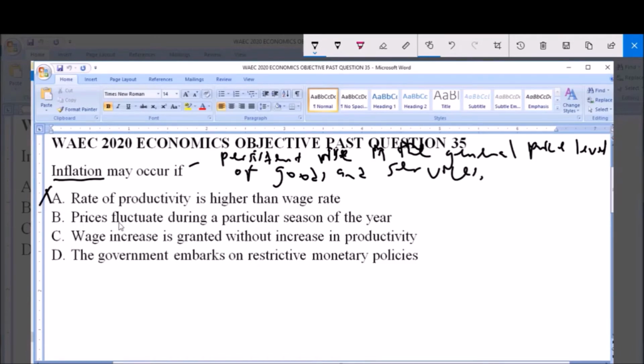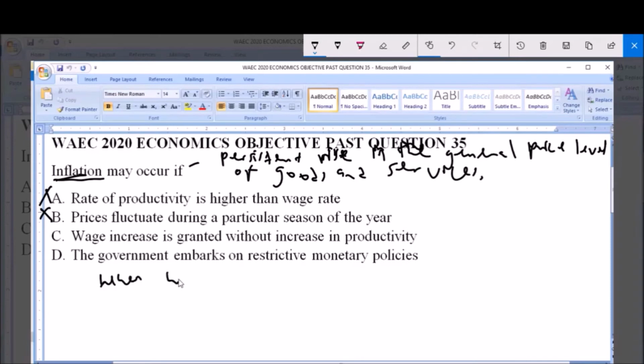Option B says prices fluctuate during a particular season of the year. This option also cannot be linked directly to inflation. Okay, fluctuation of prices during a specific season cannot lead to it directly. Cannot directly relate it to inflation. Now option C says wage increase is granted without increase in productivity.